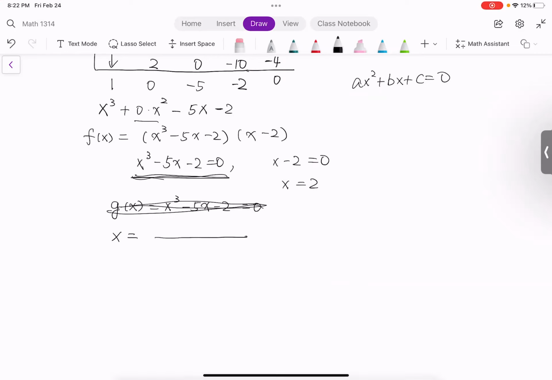We need to list all the possible rational zeros again for this polynomial equation. So the top, all the possible zeros of -2. So we can list positive or -1, positive or -2. The bottom is positive or -1. So we have positive or -1, positive or -2.